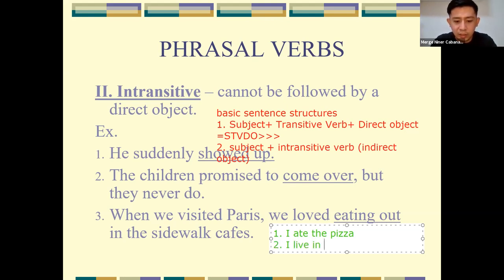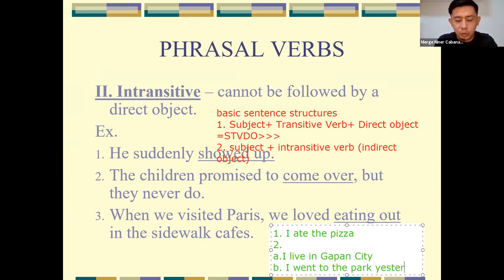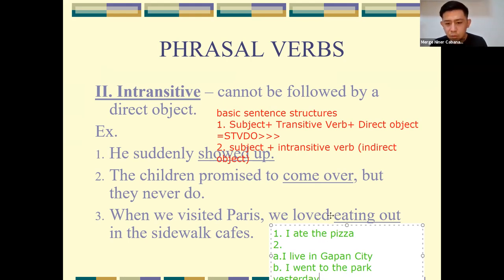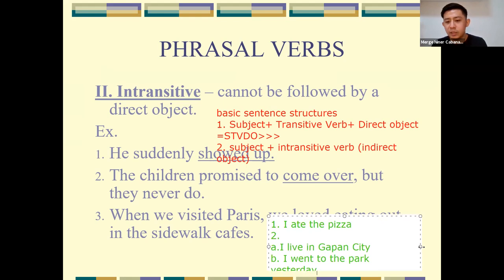I live in Gapan City. Another, okay, so ito yung sample A natin. And then you have the sample B. I went to the park yesterday. Pero yung pong dagdagan with my dog. Okay, for example. So I ate the pizza. That is your subject, transitive verb, direct object. And then I live in Gapan City. That is your intransitive verb. And then I went to the park yesterday.